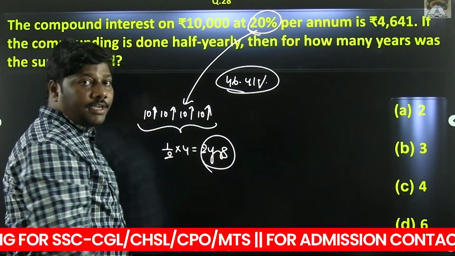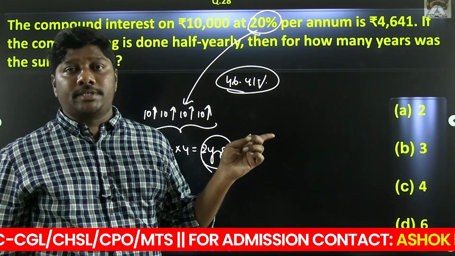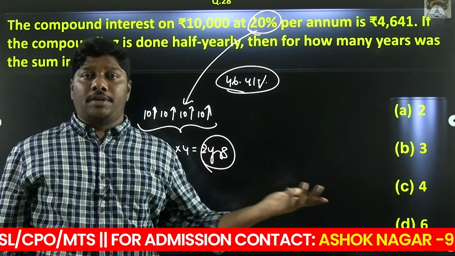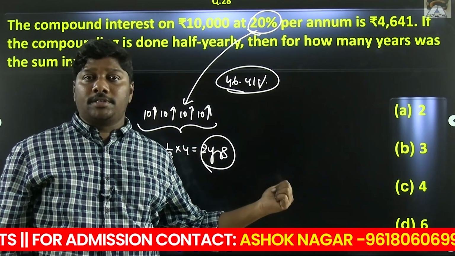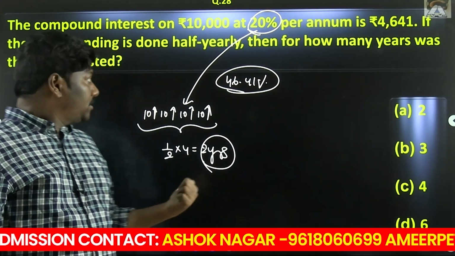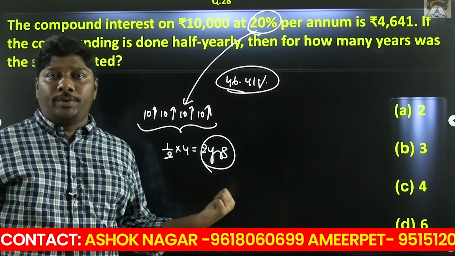By looking at it, you can say you are doing 4 times compound with 10%, which is nothing but 4 half years. So therefore, you can say 2 years. Don't go for 4 years because it is only half year, no? So that is the reason it is simply 2 years.